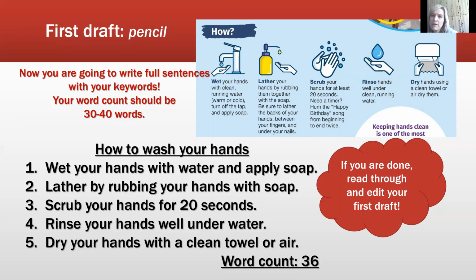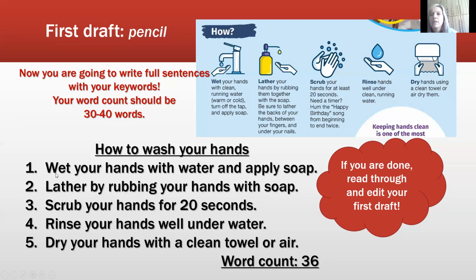Write something else. Your summary needs to have a title. It needs to be 5 sentences, and your word count should be between 30 and 40 words. No more, no less. You need to stick with those. So I started with my title, How to Wash Your Hands. Write it at the top, in the middle, and underline it. And now directly underneath that title, I write down my 5 sentences without leaving lines open.